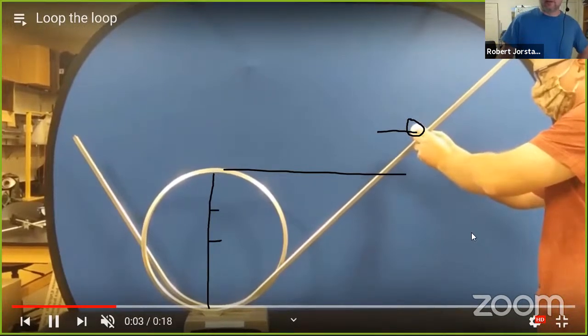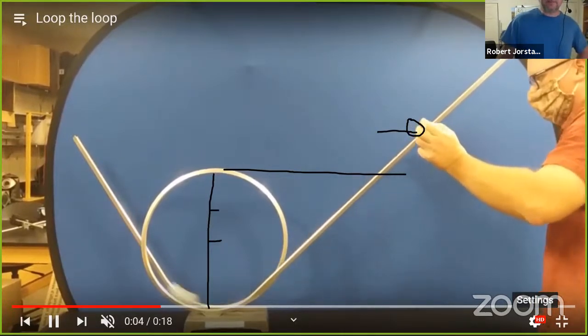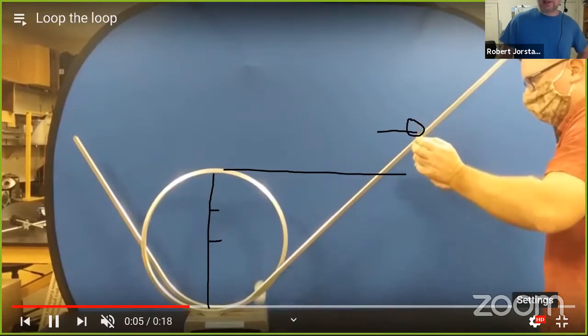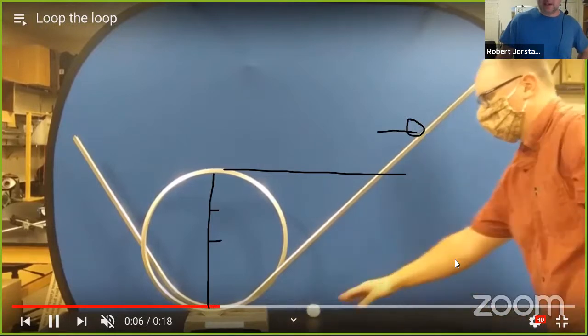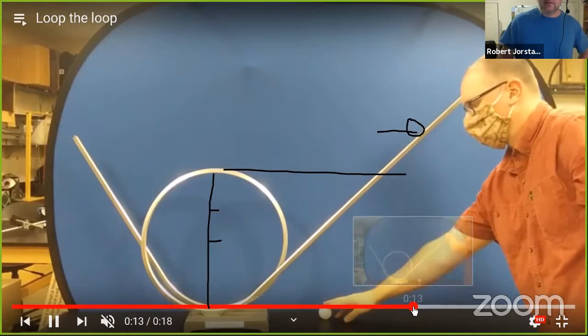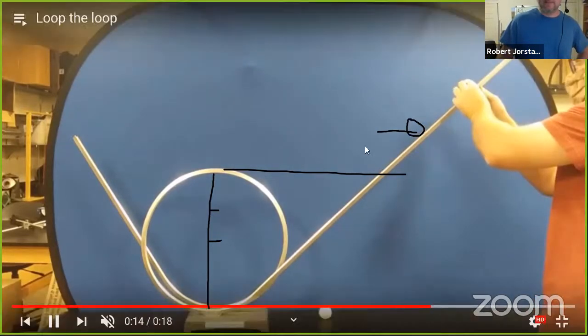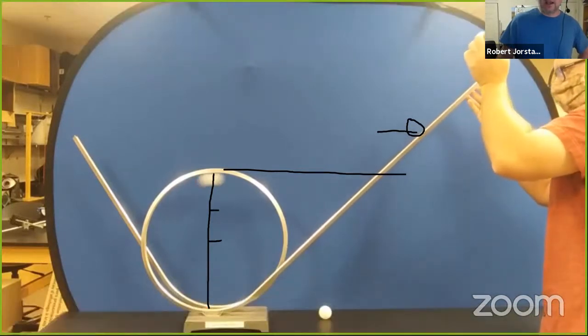Am I going to let go of the ball ever? Sorry, must be on slow speed. Okay, there it goes. Do you see it projectile out there? So it actually became a projectile. And now if I could speed this up a little bit so we're not sitting here all day. That's slightly above that mark, and it makes it through.